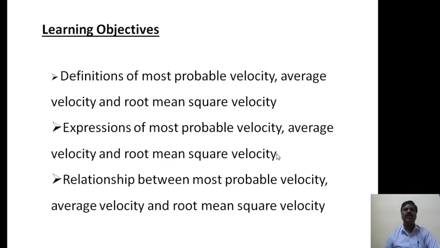Now, the main objectives of this session are the definitions of most probable velocity, average velocity, and root mean square velocity. Then the expressions of most probable velocity, average velocity, and root mean square velocity. Then you also have to know the relationship between most probable velocity, average velocity, and root mean square velocity. We will discuss these one by one in this session.